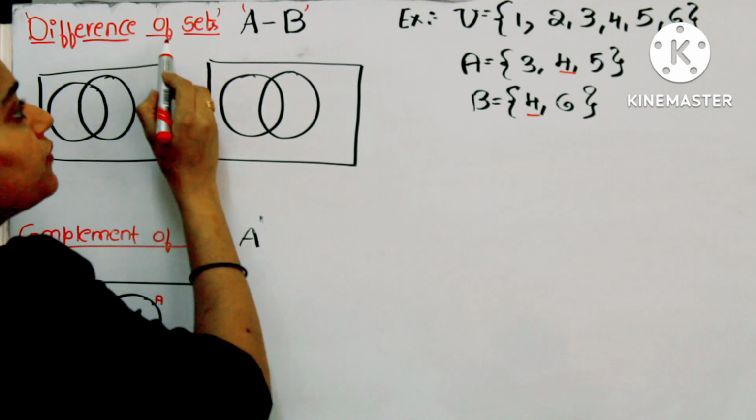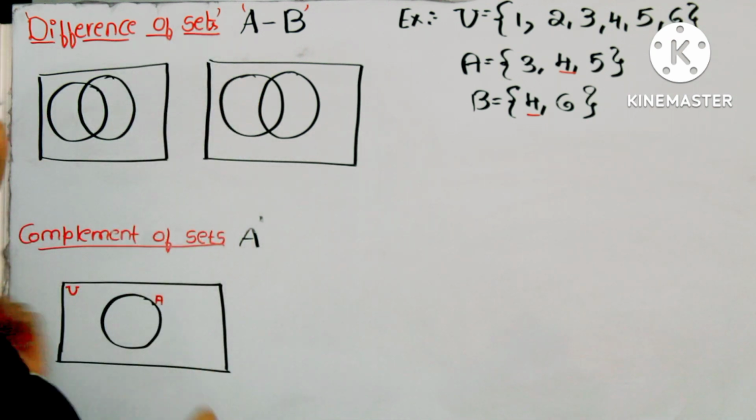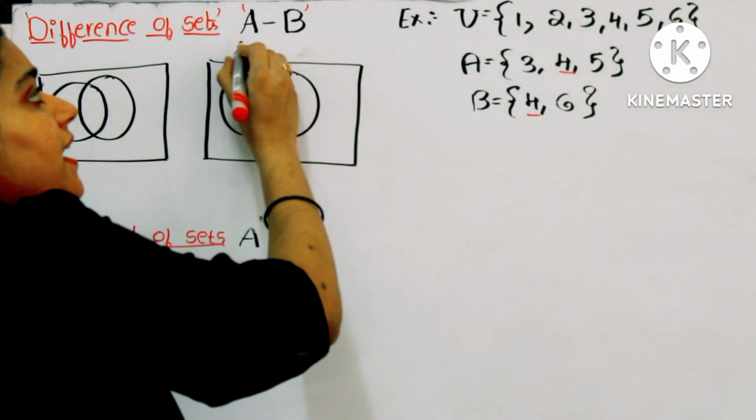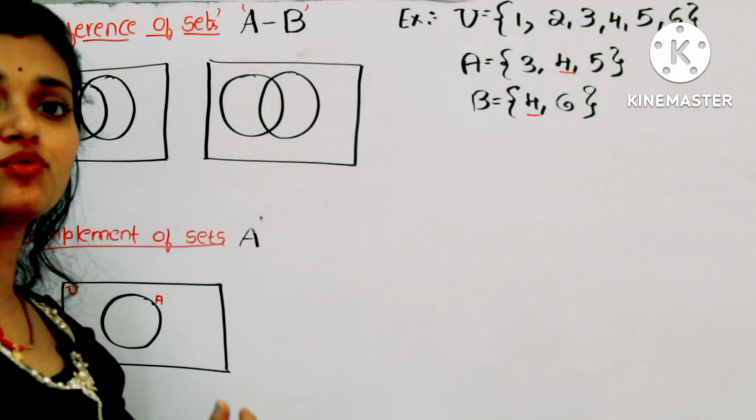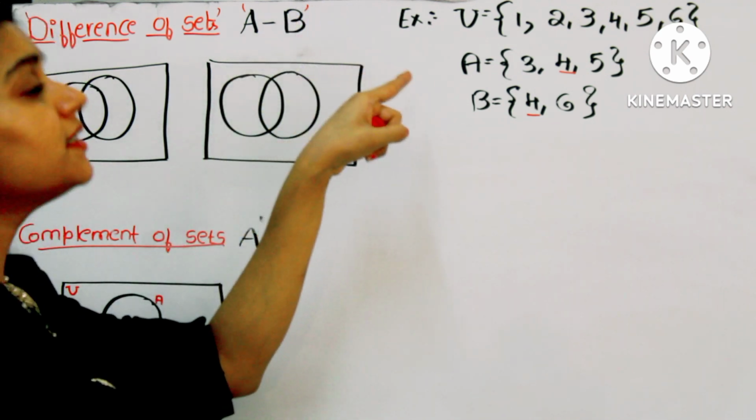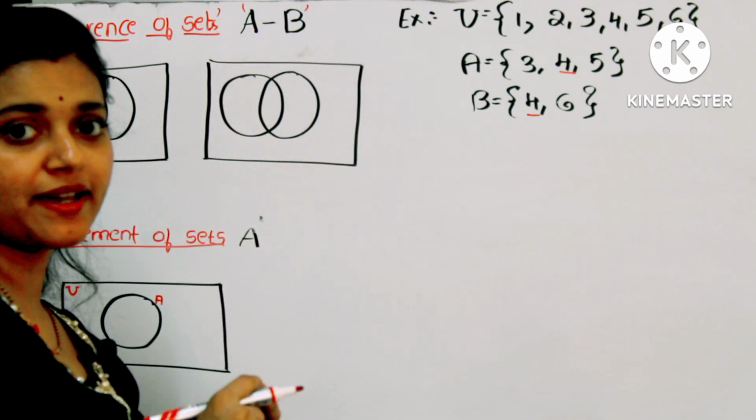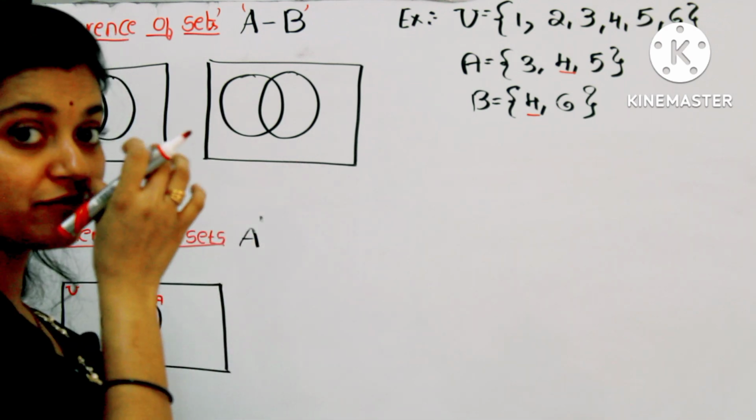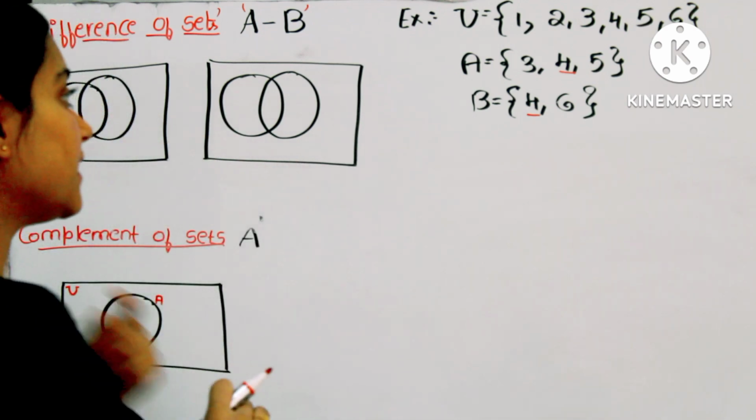Next is difference of sets. What is difference of sets? It is denoted like this, A minus B. Difference means subtracting. So here you have to subtract B from A. In A minus B, you subtract the elements of B from A, keeping those which are in A.